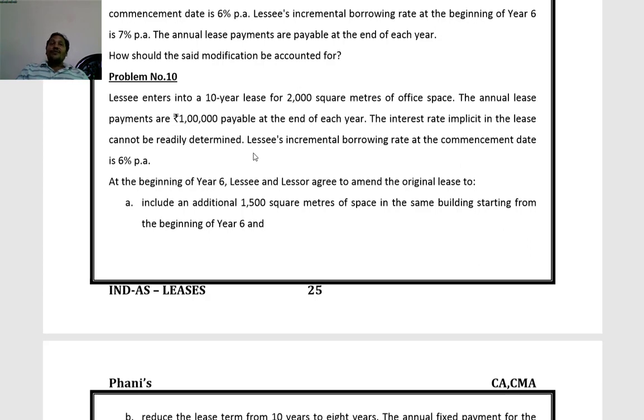Now, at the end of 5 years, that is the beginning of the 6th year, the lessee and lessor agree to amendments to the original lease. They add an additional 1500 square meters of space in the same building starting from the 6th year. Originally, the lease is for 2000 square meters. Now they are including an additional 1500 square meters. That is an increase in scope.